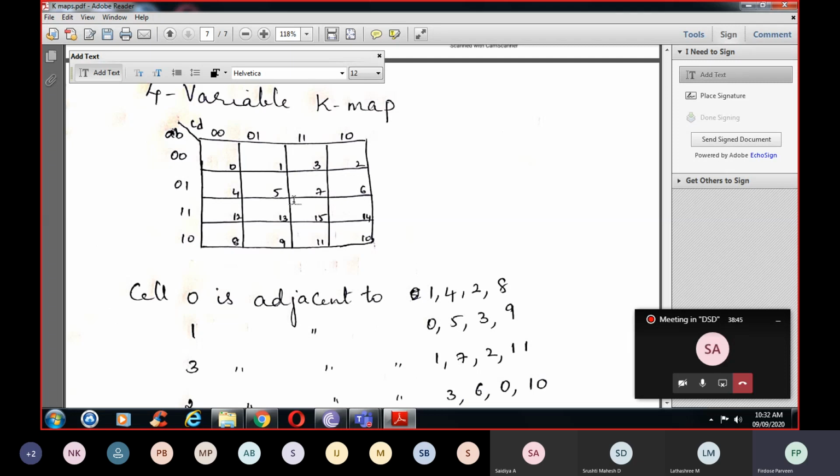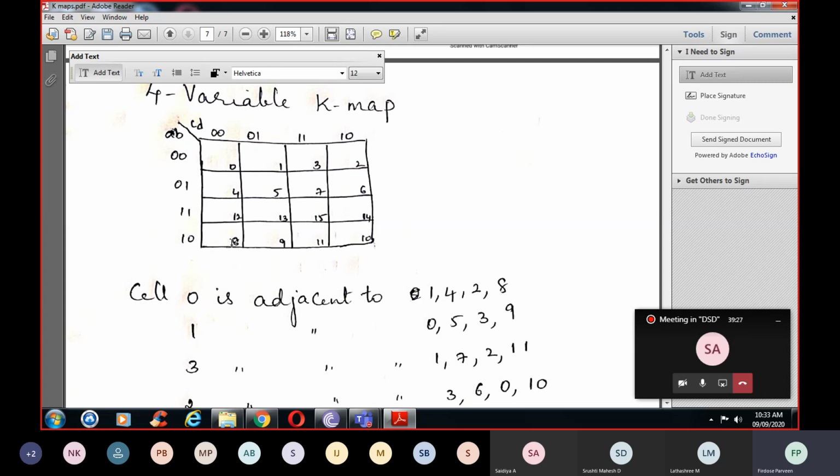So diagonal cells will not be adjacent. We will be rolling a paper. I'm giving the example of a paper: if you roll it vertically, 0 will be adjacent to 2. If I roll horizontally, 0 will be adjacent to 8. Imagine it that way. Now 4 is adjacent to 5, 12, 0, as well as 6. 12 is adjacent to 4, 13, 8, and 14. 8 is adjacent to 12, 9, 0, and 10. Getting understood?